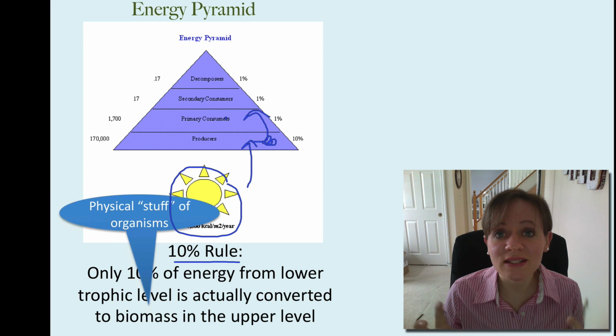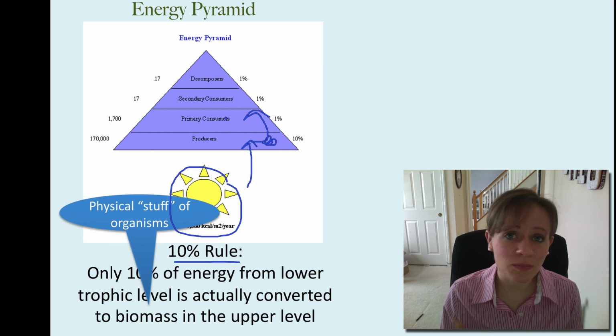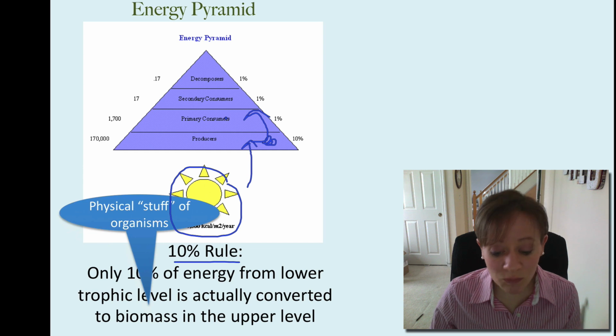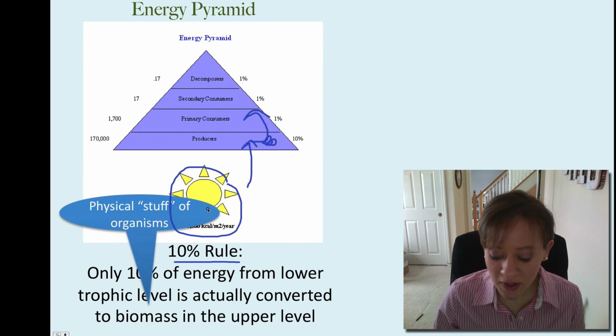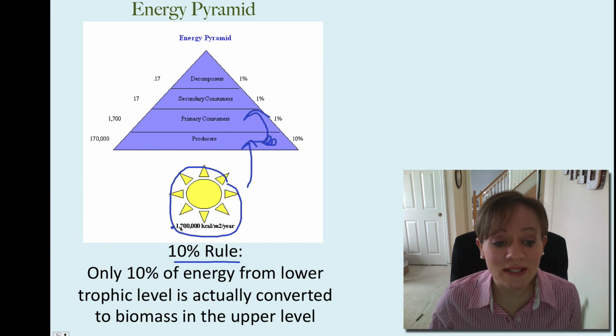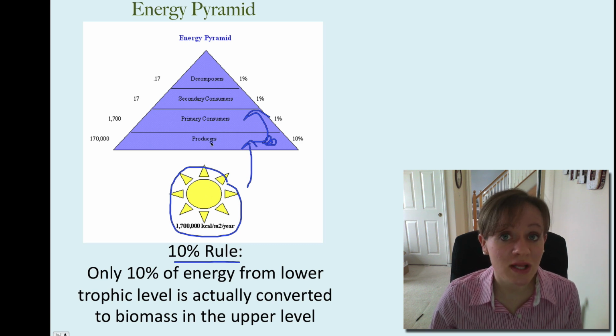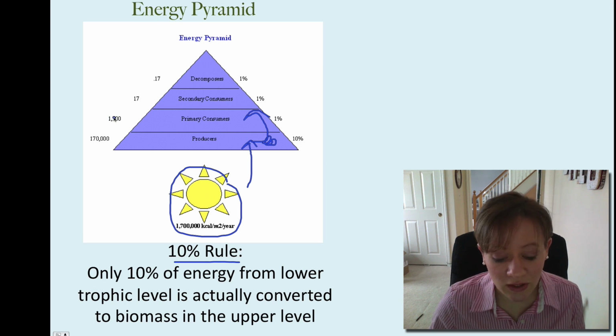Biomass is simply the stuff of organisms, right? The meat, the bones, the skin, the biomass of that form of life. And we actually have some very nice numbers to work with. So if we look at these numbers, 1.7 million goes to the producers. Well, the producers only use 170,000. Well, then when the primary consumers consume the producers, they only convert 10% of that into their biomass. So that's only 1,700 kilocalories.